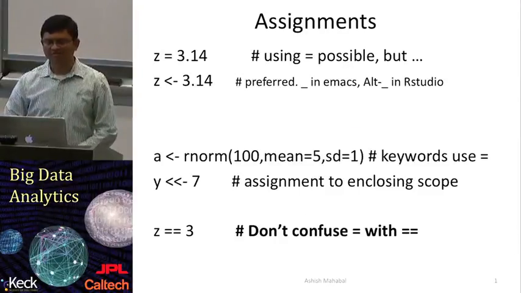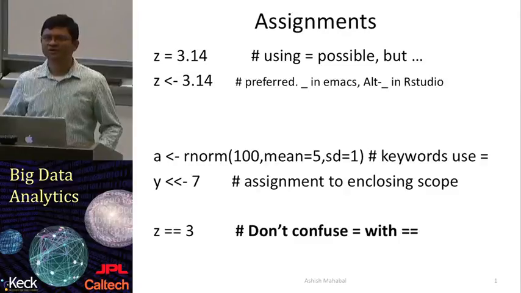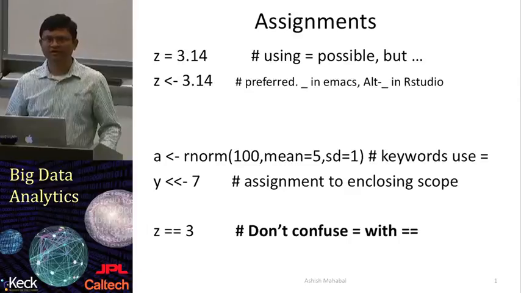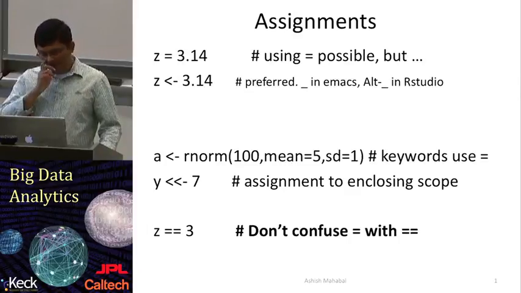We saw last time that you can use the less than arrow and dash to do the assignment, as shown in the second line here, and that is what is preferred. So here we show that you are assigning 3.14 to z. As we said before, doing z equal to 3.14 is also possible, but you should at best avoid that. And there are a couple of good reasons for that.